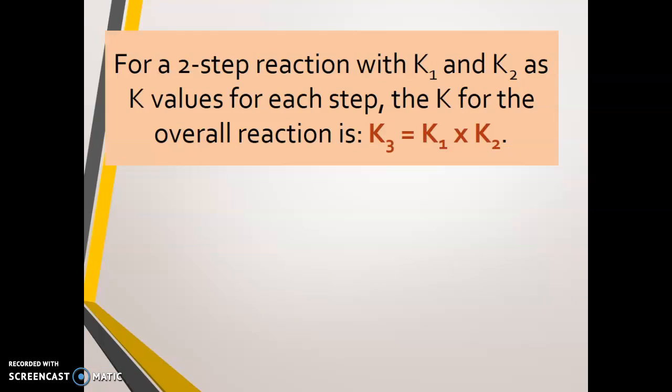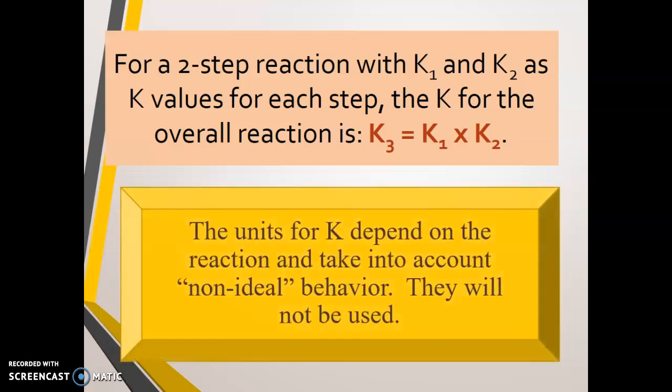For a two-step reaction with K1 and K2 as the K values for each step, the K for the overall reaction is going to be K3. We take K1 and multiply it by K2, and that gives us the K value for the overall reaction.